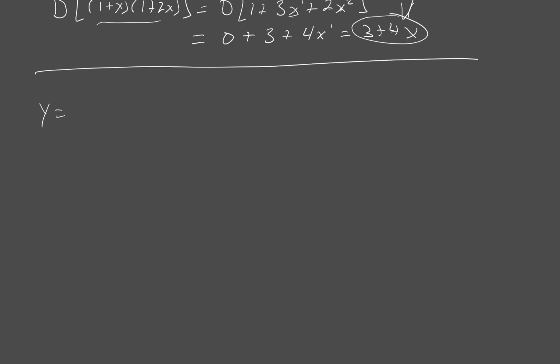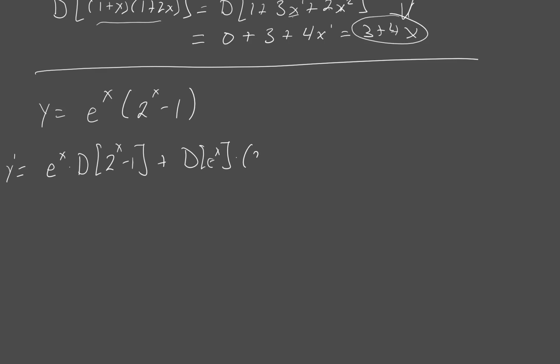So I've got y equals e to the x times 2 to the x minus 1. Okay, so I'm going to use the product rule. So I'm going to take the derivative of this, y prime, is equal to e to the x times the derivative of 2 to the x minus 1, plus the derivative of e to the x times 2 to the x minus 1.